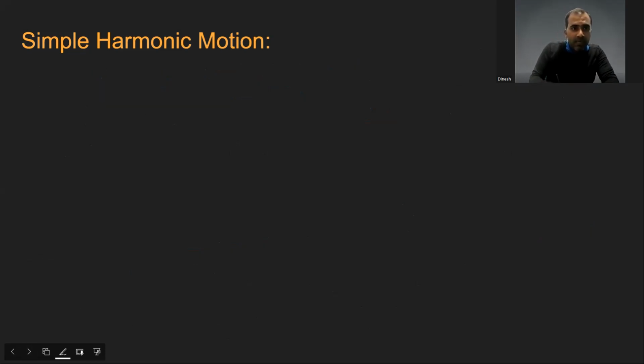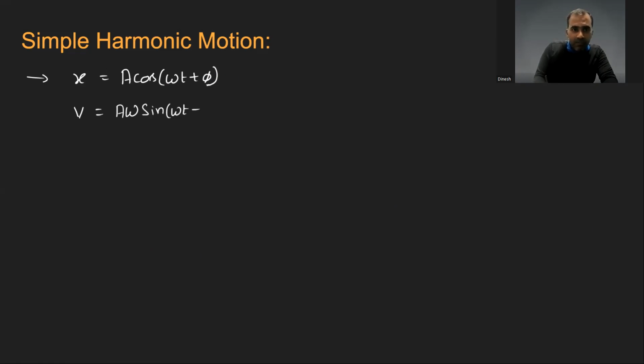Let me just go to the next slide. X is equal to A cos omega t plus phi, and V is equal to A omega, differentiation of this, sine of omega t plus phi, right? And acceleration is equal to minus A omega square, whatever we got in the previous slide, I'm just writing here, cos of omega t plus phi. Observe carefully. We can just get the same relations again.